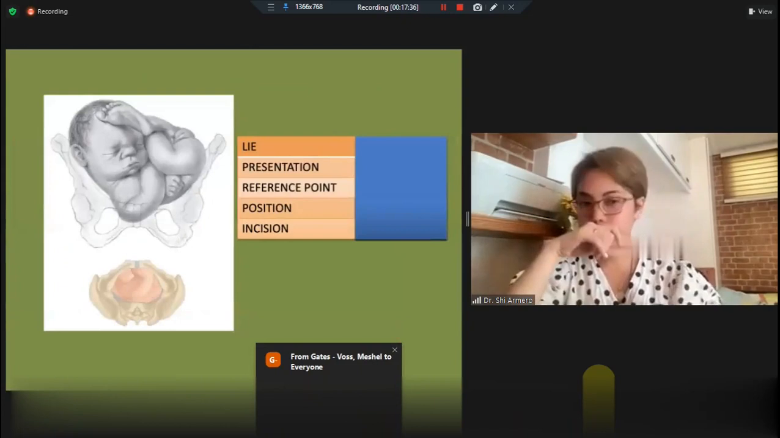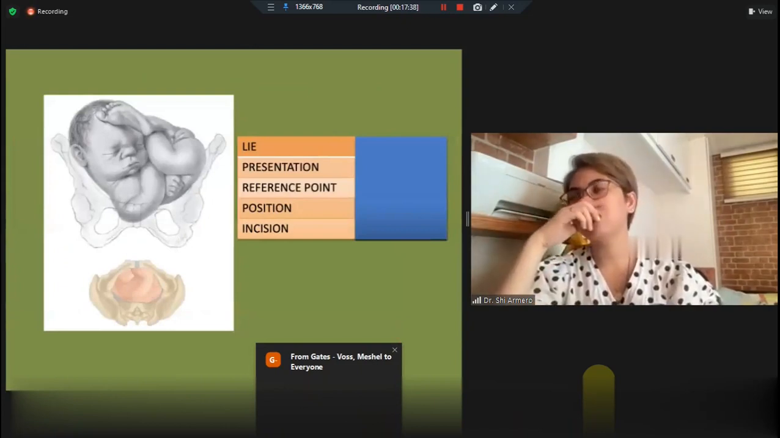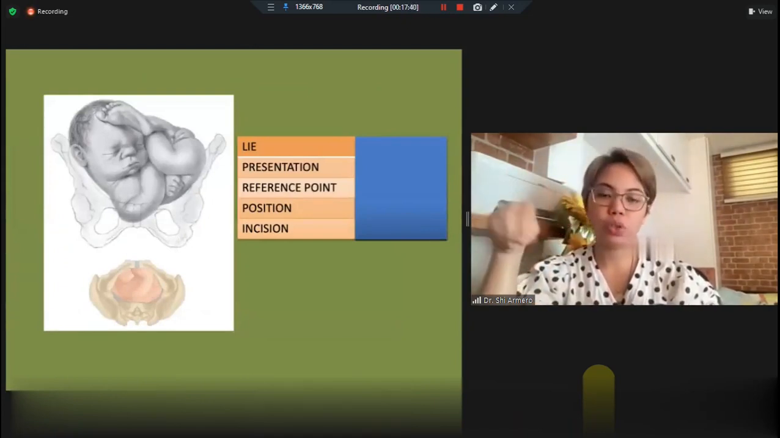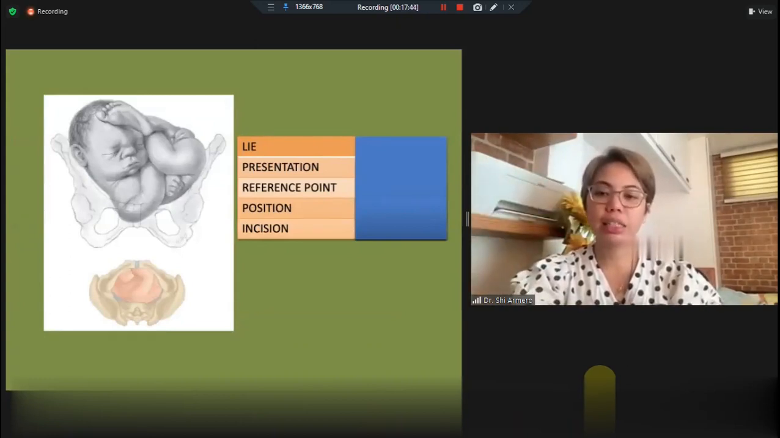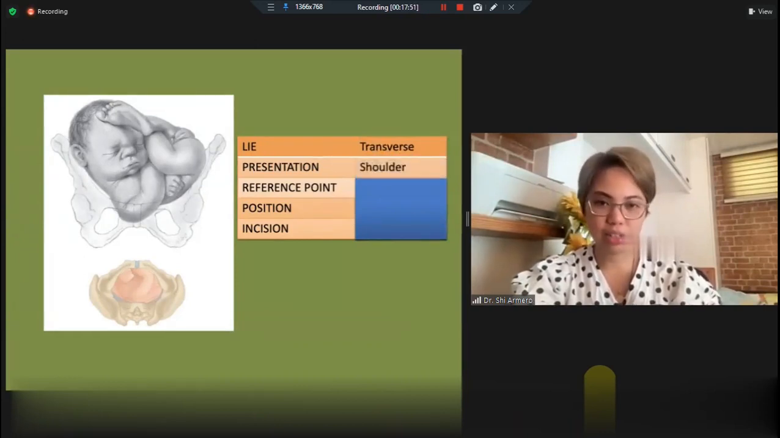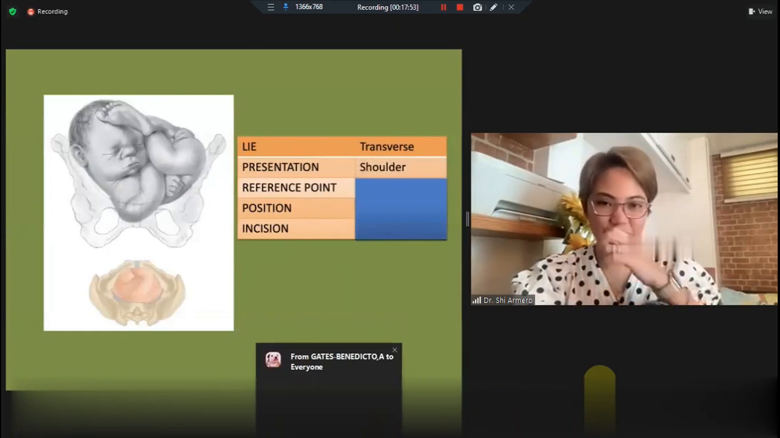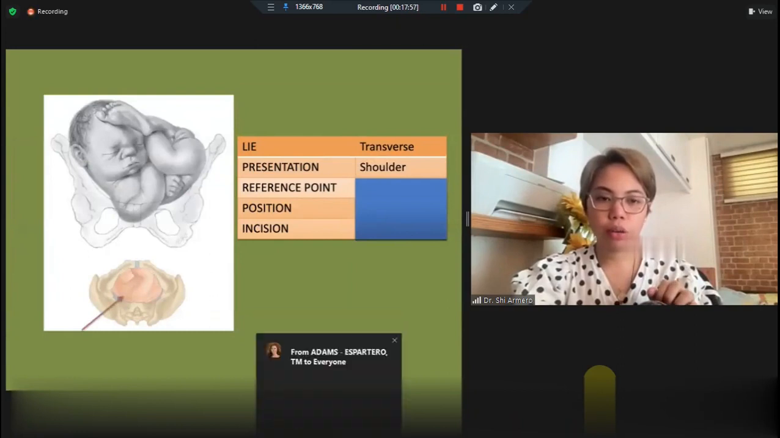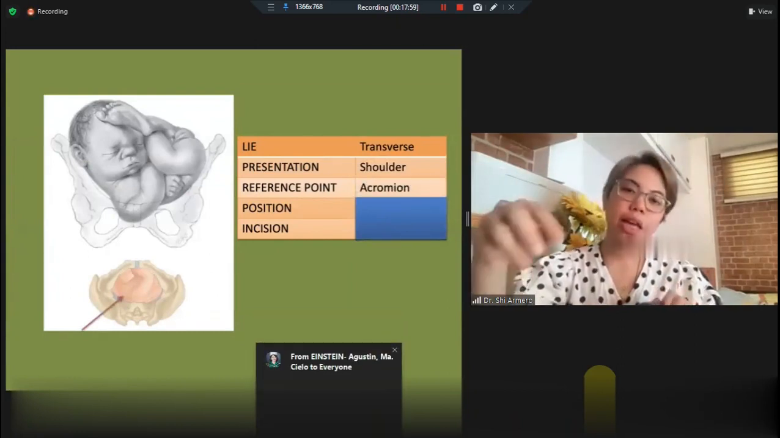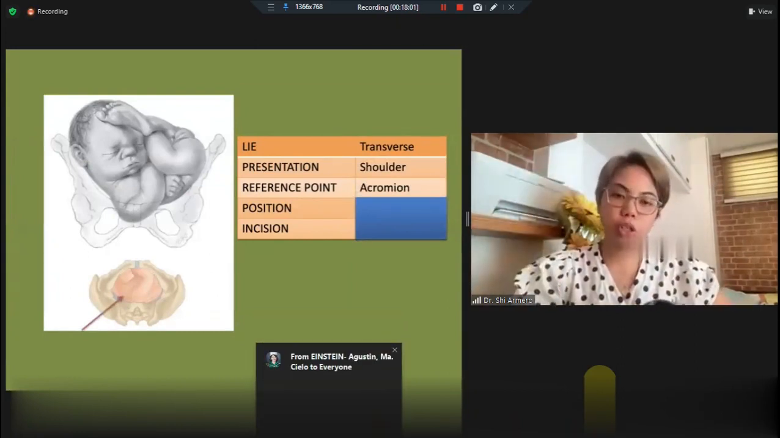How about this? Because if acromion kasi yung reference point, magiging 4 letters. So, step by step tayo. What's the lie? The lie is transverse. Okay. Presentation. Anong presentation? Hindi back, shoulder. Okay. Shoulder presentation. Reference point, sabi ko kanina, ano nga, acromion. Acromion ba? Yan. Okay. Now, challenge here is the position.